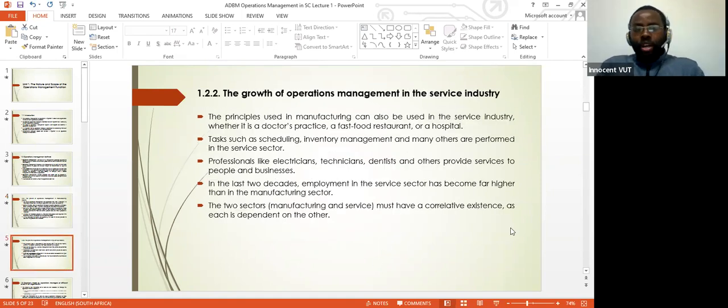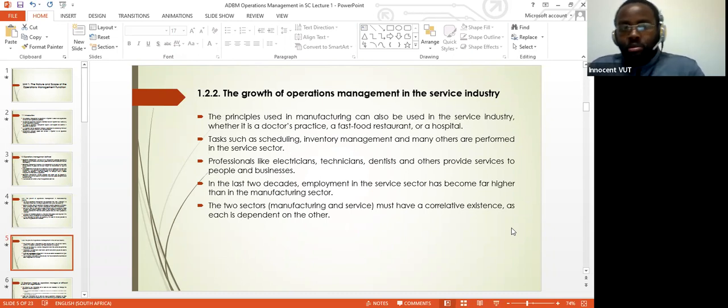And the growth of operations management in the service industry: the principles used in manufacturing can also be used in the service industry, right? There's a difference between the manufacturing industry and the service industry. Manufacturing industries produce tangible goods, and service industries provide or produce services. So we are saying the principles that are used in the manufacturing industry can also be used in the service industry.